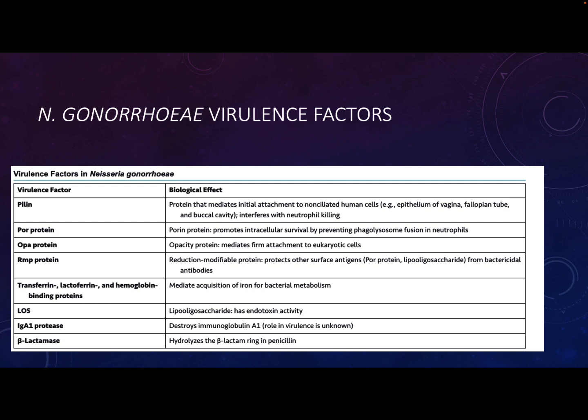It has additional proteins to help with attachment. It can hide some of its surface antigens from bactericidal antibodies. So it can basically coat itself and mask and hide from the immune system. It can steal iron. It has IgA protease. It says the role in virulence is unknown, but in secretions, like in the mouth and in the reproductive tract, you do have IgA. So being able to break that down probably helps.